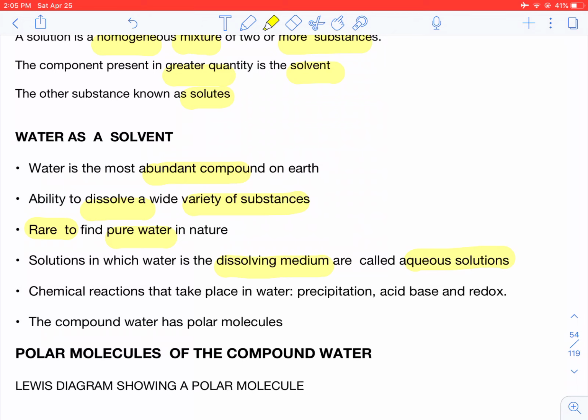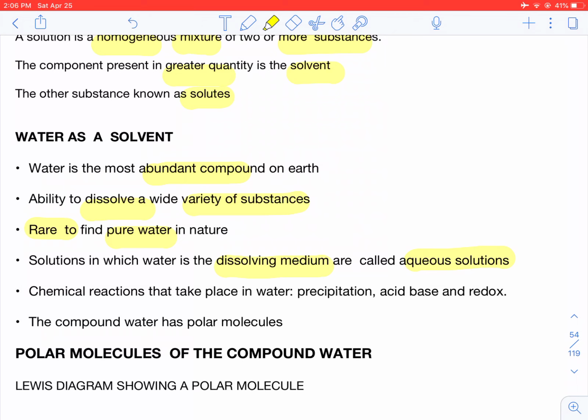We're going to be interested in aqueous solutions. At this stage, we are not worried about what happens when substances dissolve in liquid ammonia, or in liquid ethanol, or in liquid methanol. We're not interested in the other solvents. We're only looking at substances dissolved in water.